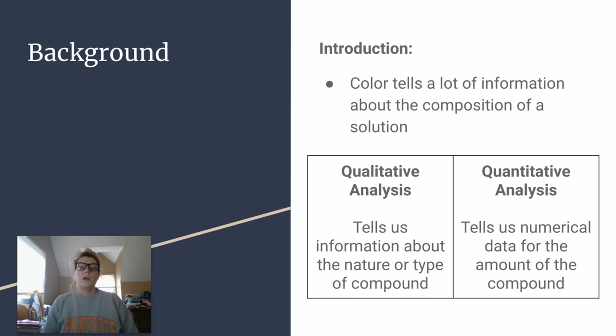Color tells us a lot of information about the composition of a solution. It can tell us quantitative information and it can tell us qualitative information. Qualitative analysis will tell us information about the nature or type of the compound, things like physical appearance. Quantitative analysis actually gives us numerical data for the amount of something within that compound.